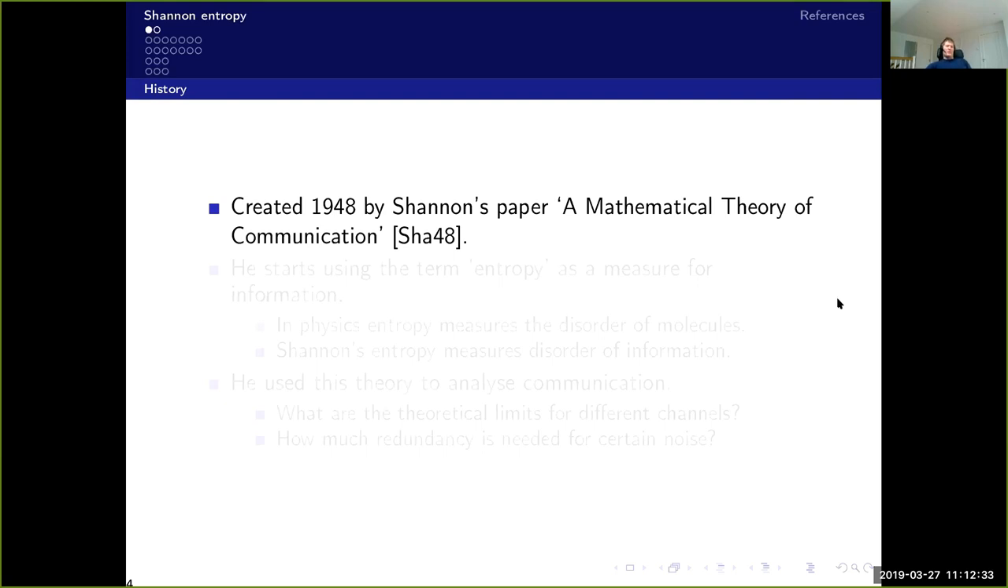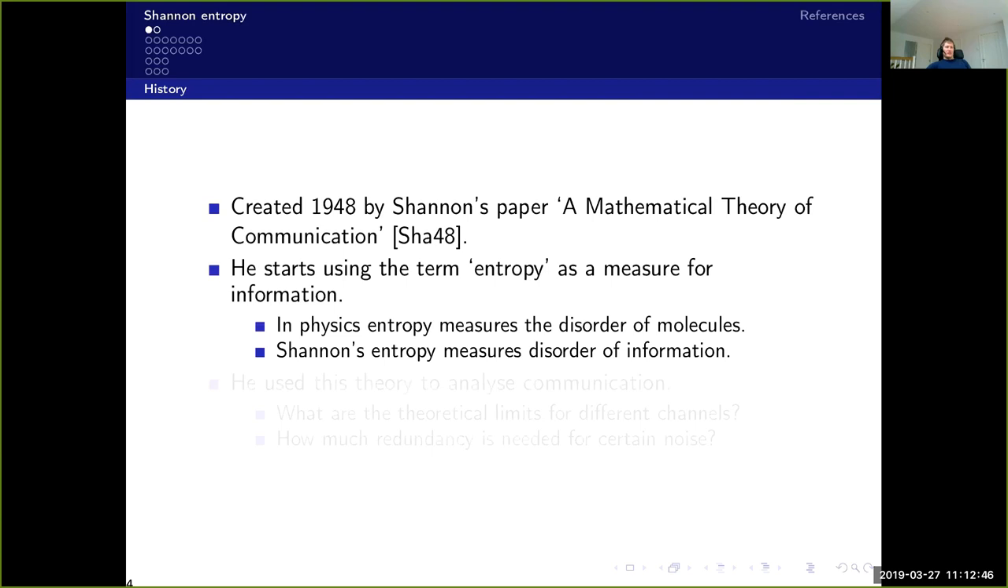Now, Shannon entropy was basically created in 1948 by Claude Shannon when he published a paper titled A Mathematical Theory of Communication. So he starts using the term entropy as a measure for information. The reason he chose the term entropy is probably because there are related terms in physics where entropy measures the disorder of molecules, and basically Shannon's concept of entropy measures the disorder in information.